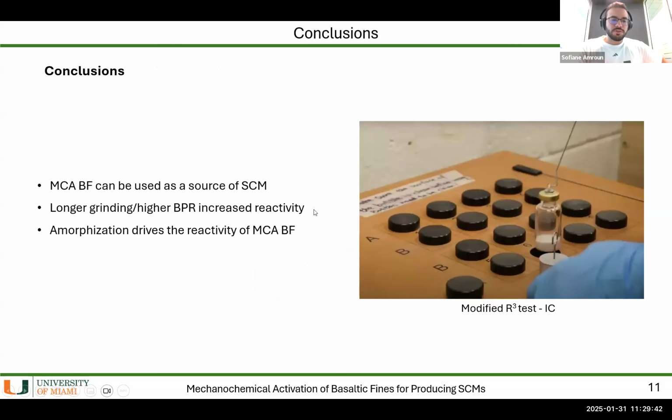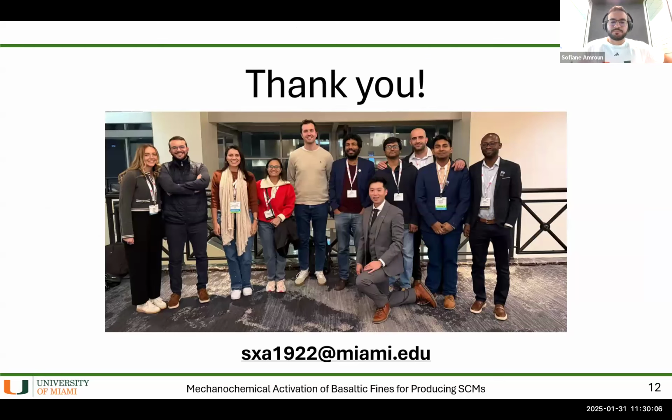So for conclusions, we can say that mechanochemically activated basaltic fines can be used as a source of SCMs, as we saw from the modified R3 results. And we also saw that longer grinding and higher BPR increase the reactivity, and that amorphization is actually the parameter that mostly drives the reactivity of mechanochemically activated basaltic fines. And thank you very much.